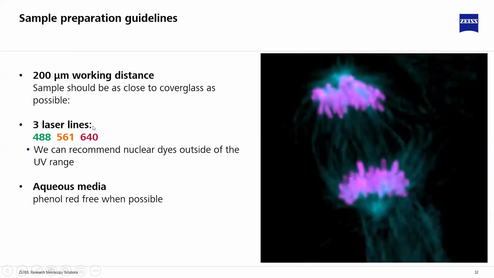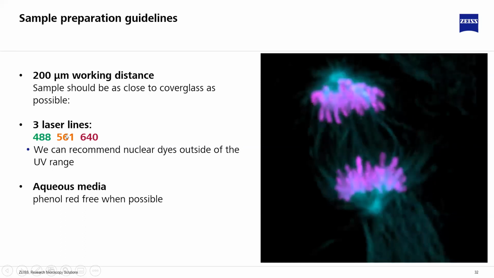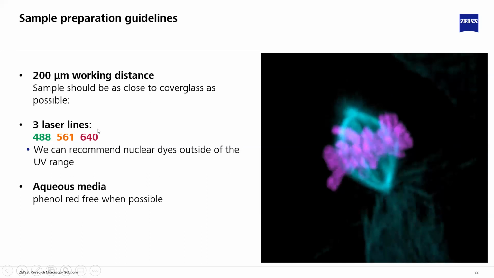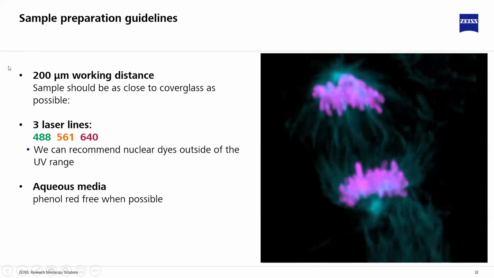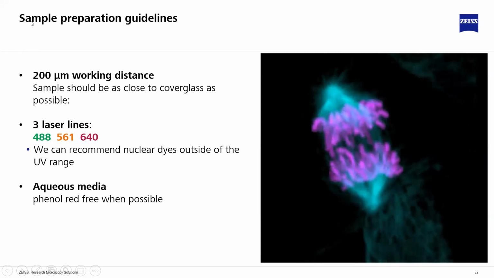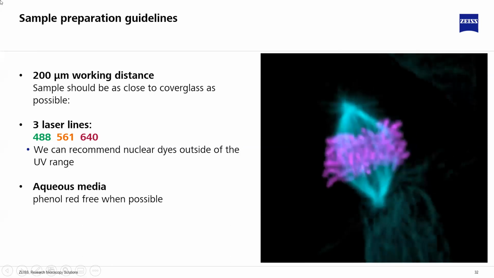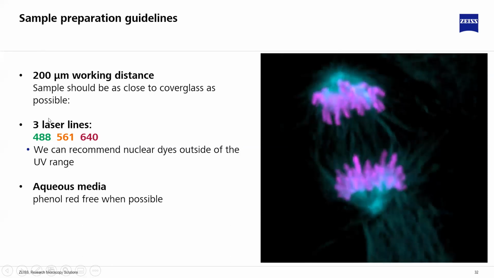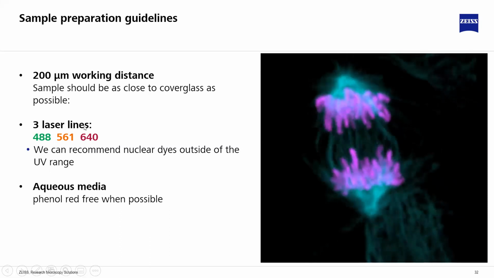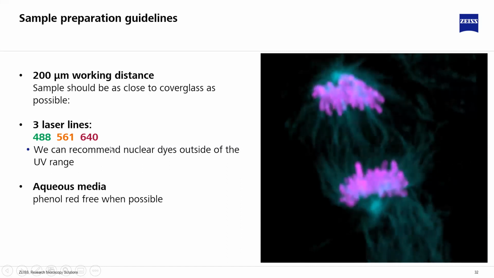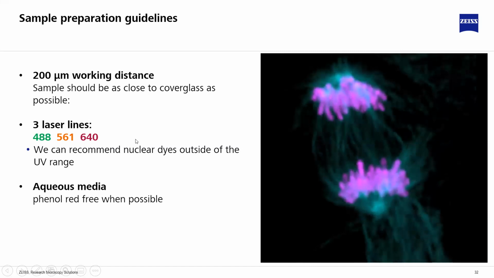The system comes equipped with 3 laser lines, a 488 for your greens, 561 for your reds, and 640 for your far reds. Notably, there is no UV laser on the Lattice Light Sheet 7. This is a live imaging system, and UV will really push your live imaging into dead imaging really fast. So we don't put a 405 laser on this microscope. But if you have vital dyes that are necessary in the UV or the blue range, chat with us. We have far red dyes or green dyes we can recommend as well.